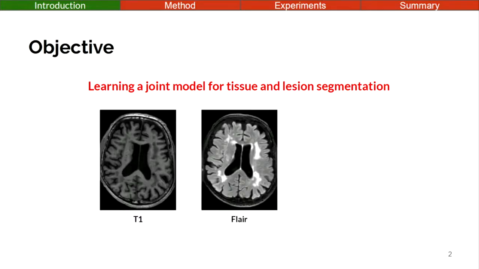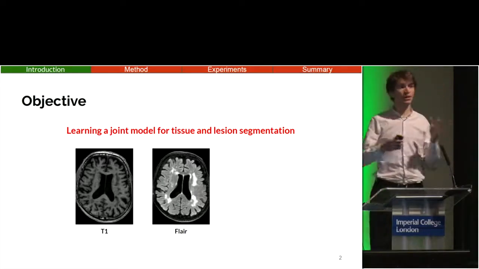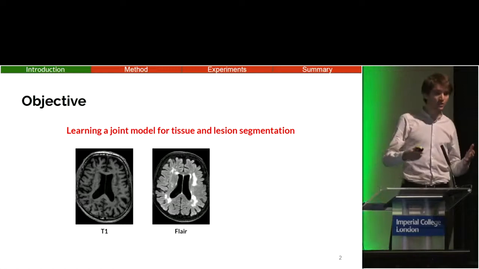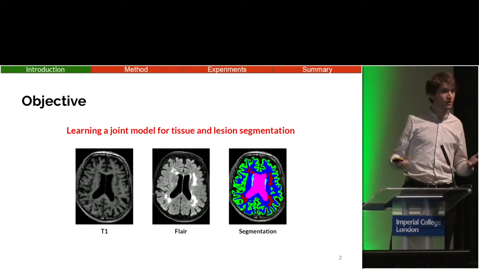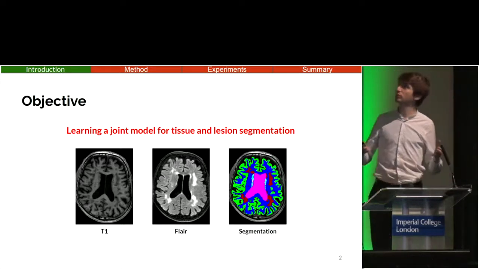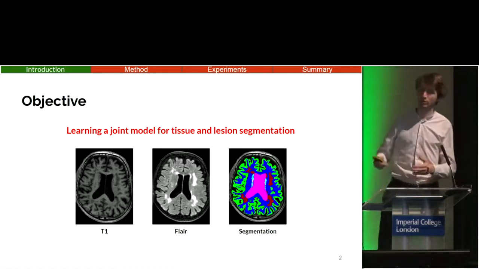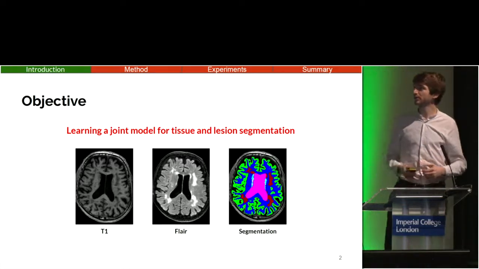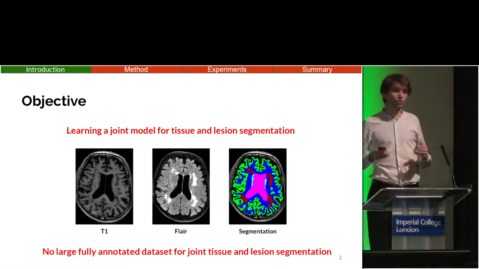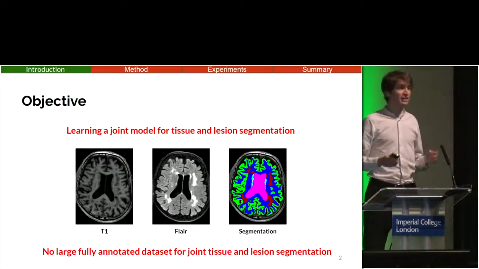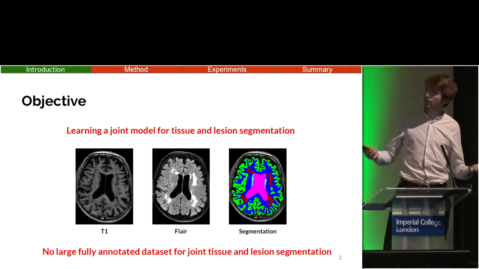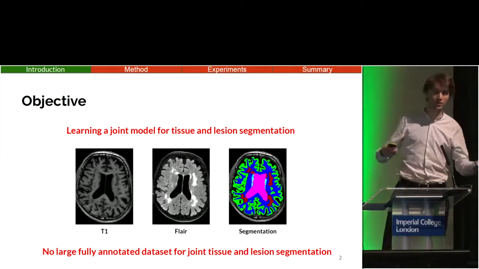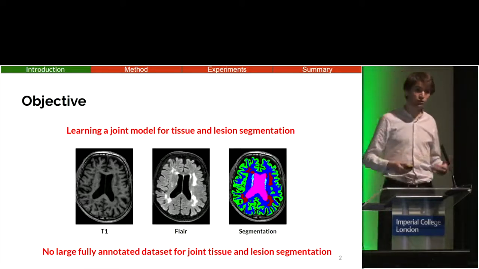What we want to do is, given a set of scans, for instance, a T1 and a FLAIR scan, automatically segment the white matter lesions and the different structures of the brain, such as the gray matter, the white matter, the cerebellum, or the ventricles. The problem is that there is no large dataset available with the full set of annotations, with the annotation of the lesions and the annotations of the different structures of the brain.